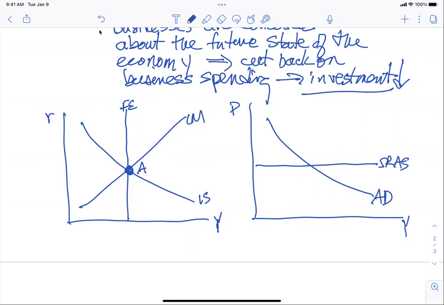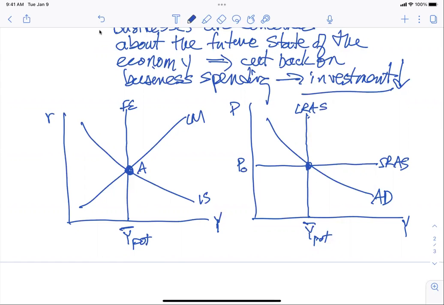Short run aggregate supply, and long run aggregate supply. Long run aggregate supply is a marker of what's happening to potential GDP, full employment GDP. So where do we start? Where do you want to start? Aggregate demand, aggregate supply, or IS-LM? That's not like a trick question. We could start either way. In this case, we can start either place.